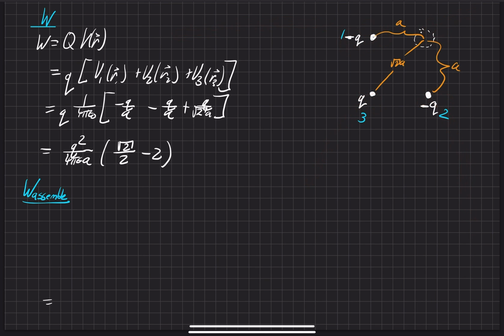Right? So obviously, for the first one, it would take no work because there's no other charges nearby. For the second one, it would take the work to squish this one right next to this one, and then of course the work for the third one would be the work to pull it from infinity and squish it next to these ones, and finally the work that we just calculated right here.